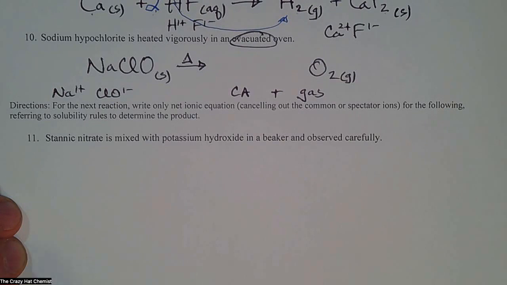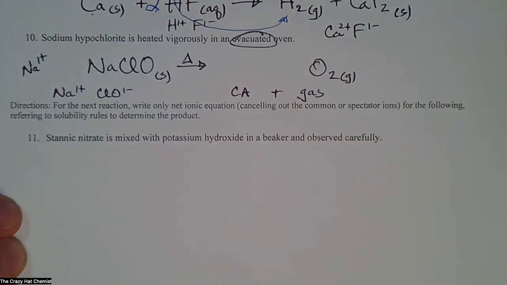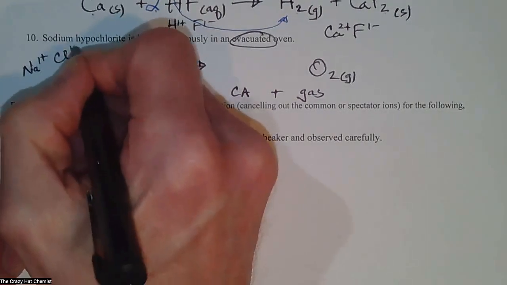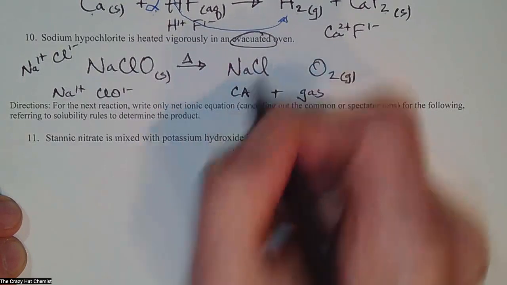And then I need to get a calcium. So I have not used the sodium or the chlorine. And sodium has a 1+ charge based on its periodic trend. Chloride ion has a 1- charge. So the correct formula is going to be NaCl.